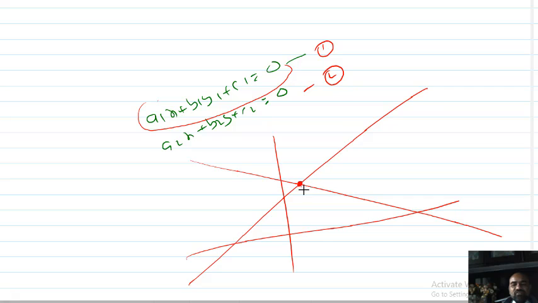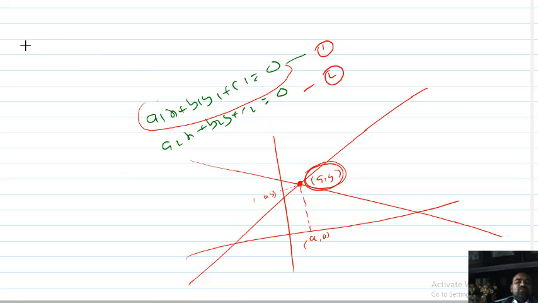So from this point of intersection, you draw a perpendicular on x axis, okay, and a perpendicular on y axis. For example, this point is a comma 0, or this point is 0 comma b. Now I can say this ordered pair is a comma b. So the ordered pair a comma b is the only common solution of these two linear equations. Okay, this is called graphical method.